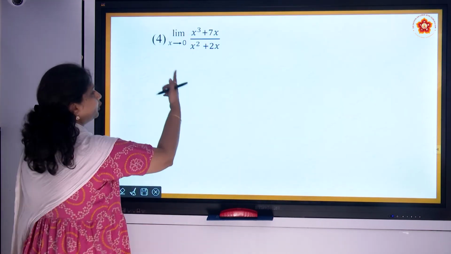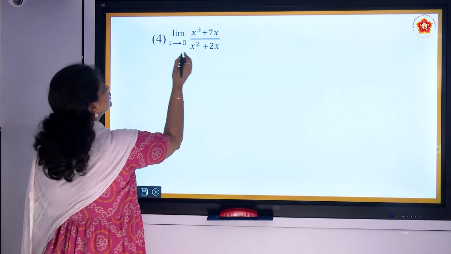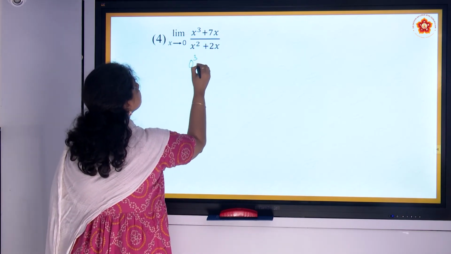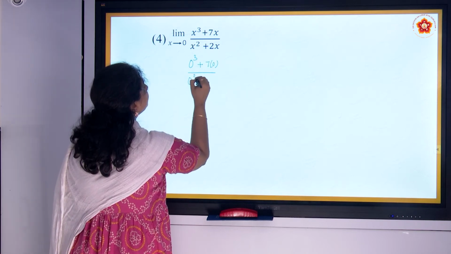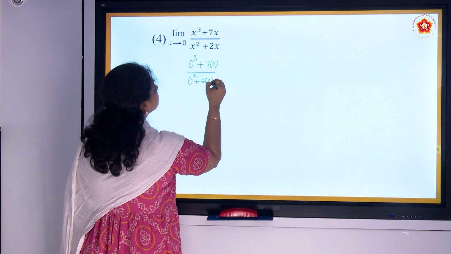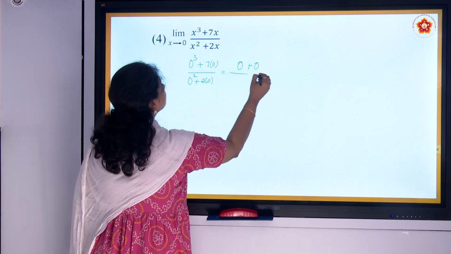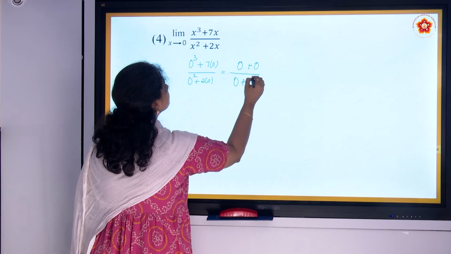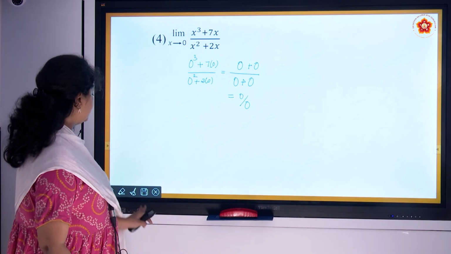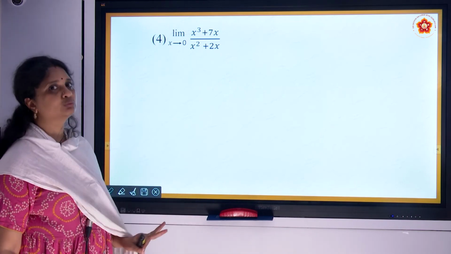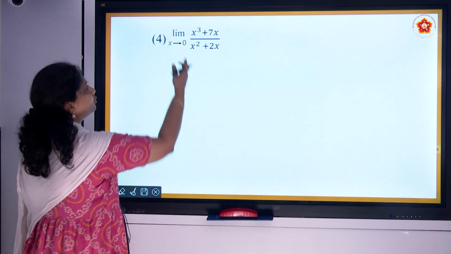Okay, now by now you all would know. So let's first substitute and see, as usual, 0 cube plus 7 into 0 by 0 square plus 2 into 0. So this is again, anything into 0 is going to give me 0, and 0 square is also going to be 0, and this is again 0 by 0 format. So I cannot directly substitute, I need to do something to it and convert it into a form that's easy for me to substitute. So what do I do?